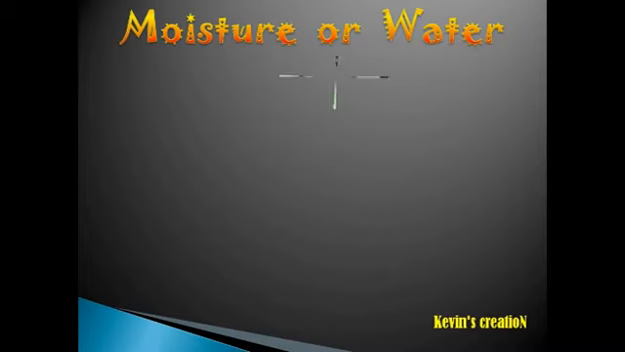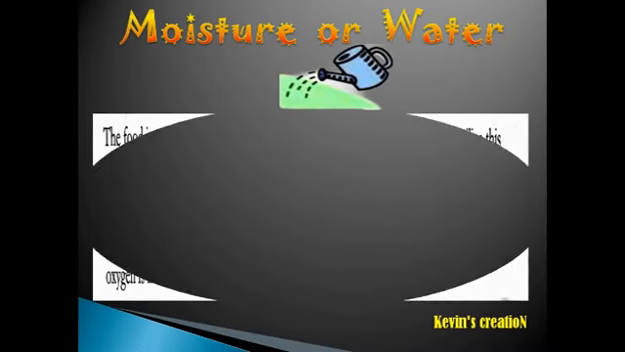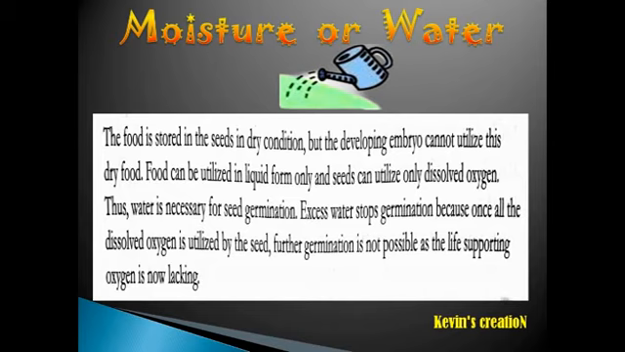The first one is moisture or water. The food is stored in seeds in dry conditions. All of us know that a seed is dormant, it is dry, so whatever food is stored in the seed is also dry. But the developing embryo cannot utilize this dry food; it has to be in liquid form. Food can be utilized in liquid form only, and seeds can utilize only dissolved oxygen. Thus, water is necessary for seed germination.